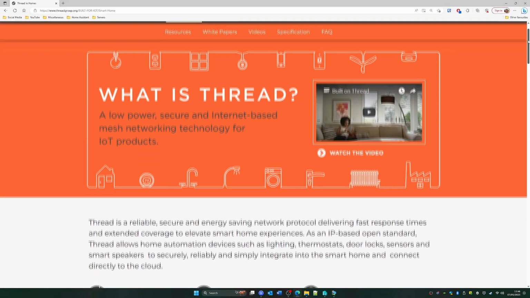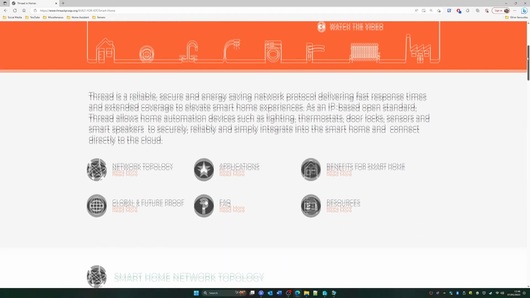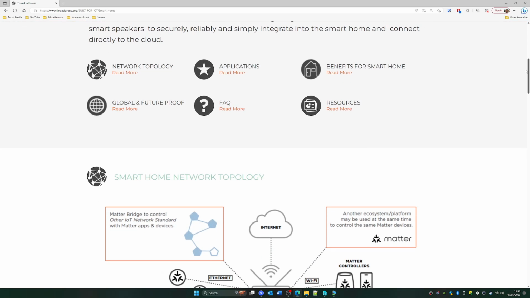So the next protocol is Thread, and this is a really new protocol. I think in some ways it's trying to fix the ills of all the other protocols with some of the things that it can actually do. It's low latency, low power, local control, all really good stuff. It's got more resilience in it than some of the other protocols.